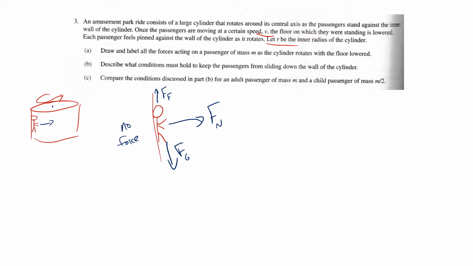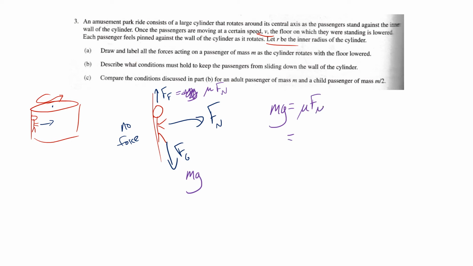Okay. So now describe what conditions must hold to keep the passengers from sliding down the wall of the cylinder. Okay, so we're going to figure out how fast you have to go, basically. So I know what the force of gravity is. Force of gravity is mg. That means the force of friction must also equal mg. All right. Ta-da. But I don't want to worry about it that way. The force of friction is mu times the force normal. Okay? So I know that mg is equal to mu times the force normal.